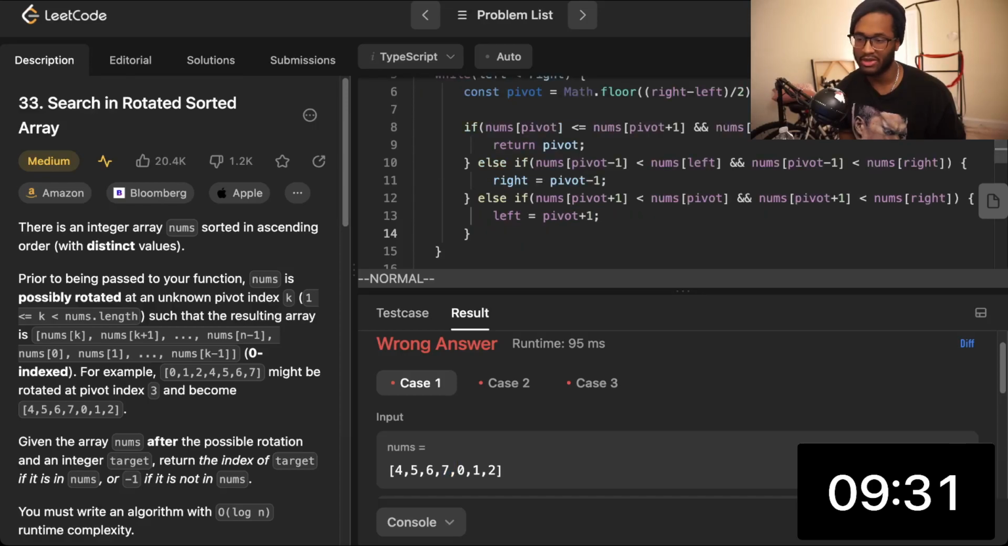Is 7 less than or equal to num sub 0? No. Go to the next one. Is num sub minus 1, which is 6, less than 4? No. Num sub plus 1 is 0, less than 7? Yes. And is 0 less than right? Yes. We do left equals pivot plus 1.